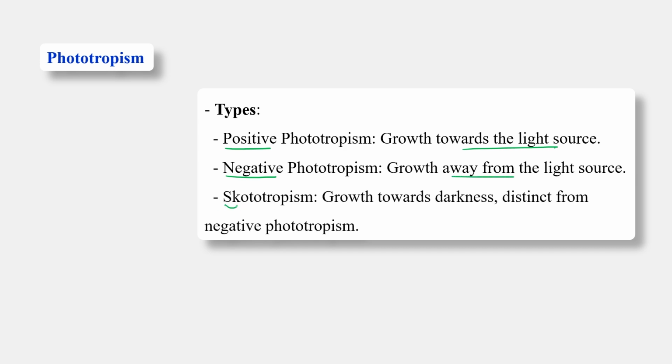Third is scototropism, growth towards the darkness. It is distinct from negative phototropism. In this particular case, growth occurs towards the darkness, while negative phototropism is something different: growth away from the light source. Okay.